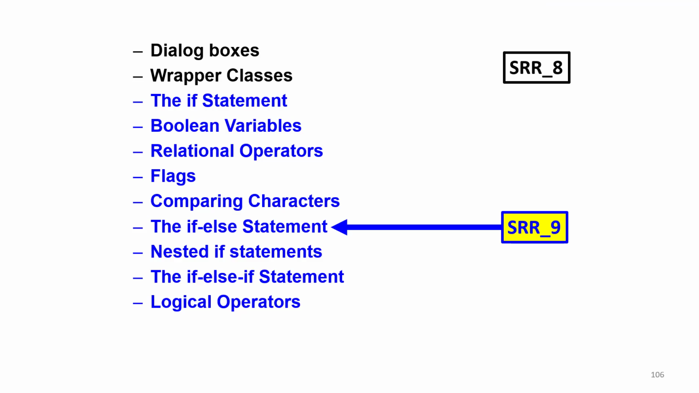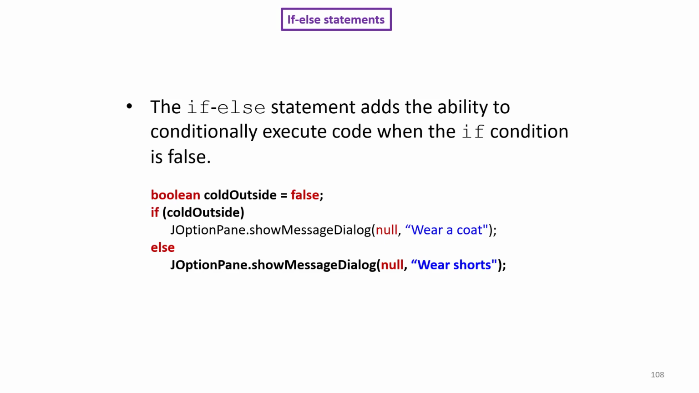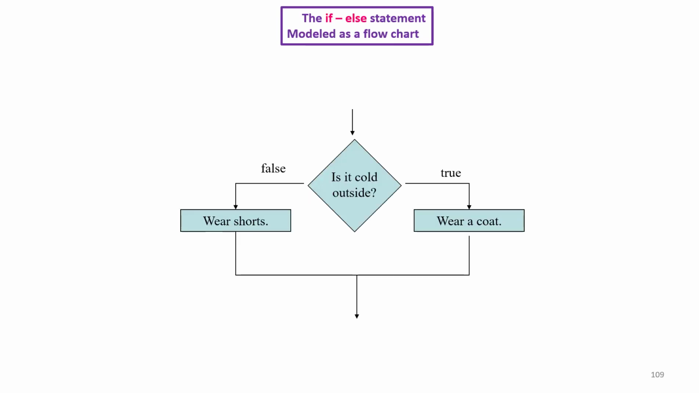Okay, now let's look at the if-else statement. The if-else statement adds the ability to conditionally execute code when the if condition is false. One of these two statements will execute depending on the value of cold outside. If cold outside is true, the computer's advice is to wear a coat. If cold outside is false, the computer's advice is to wear shorts. And this is how it looks modeled as a flowchart.